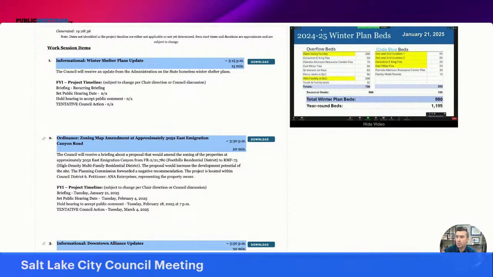Now, our goals for the last couple of years have been to try and make as few winter-only beds and as many year-round beds as possible. So this gives you a sense of why we've been talking about needing over 1,000 beds year-round to make up that gap we've got in the summertime. Next slide.